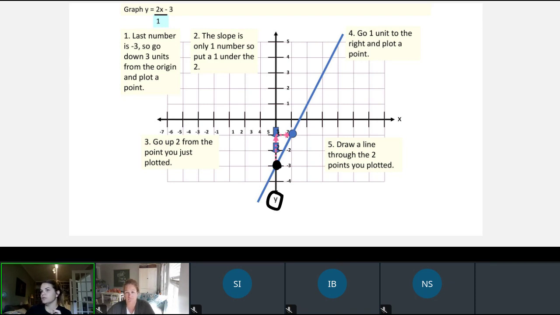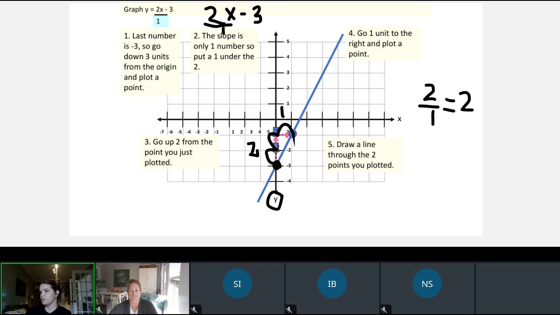For slope, the slope originally was only one number. It was 2x minus 3. So when that happens, we just put a 1 underneath because 2 divided by 1 is 2. Remember, your top number either goes up or down based on if it's positive or negative. This is positive, so it's going to go up 2. The bottom number is always right. So up 2 and right 1. And I'm going to put my point.